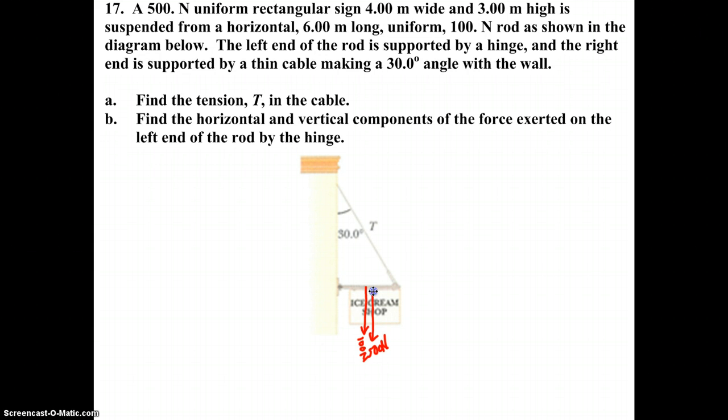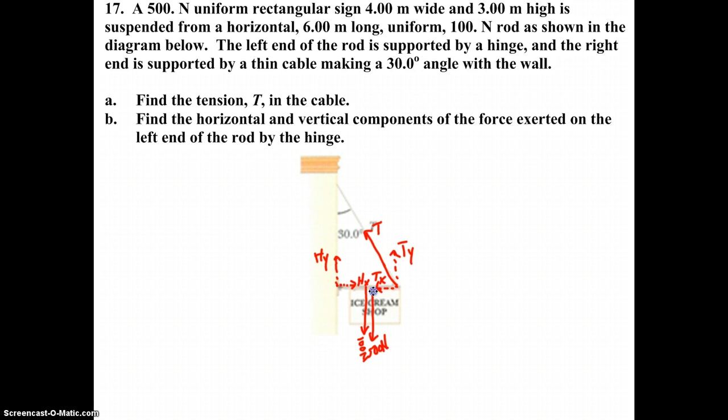Okay. We also have the tension in the cable. T is labeled. And we're asked to find in B the horizontal and vertical components of the force exerted on the left end of the rod by the hinge. So we'll call that Hx and Hy. We also know, even though these aren't actual forces, that we'll have to take into account Ty and Tx.